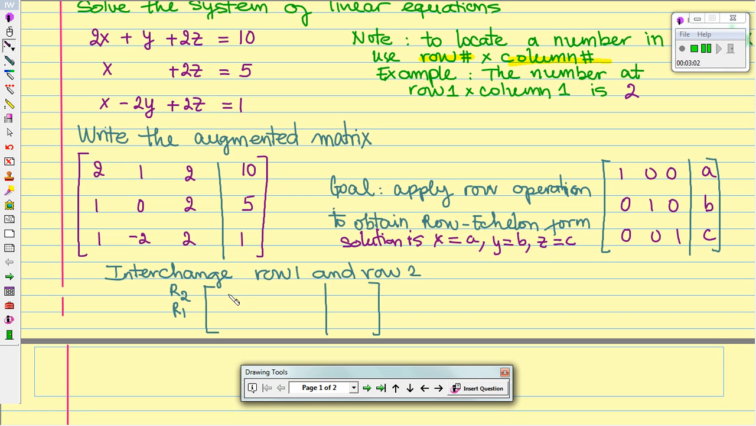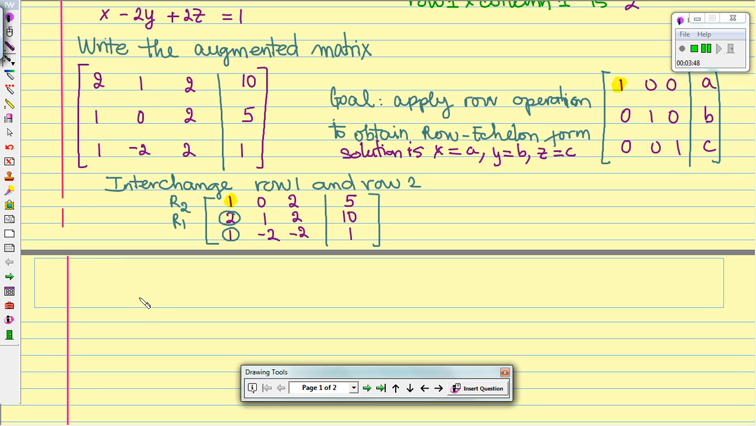So let's write out the new matrix. Now we have 1, 0, 2, 5, 2, 1, 2, 10, and then 1, negative 2, 2, and 1. So now we do get 1 in row 1 and column 1. Next we want to get 0 for the rest of column 1. It means that these two numbers now we want to become a 0.